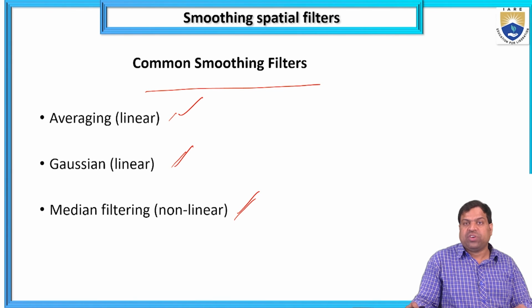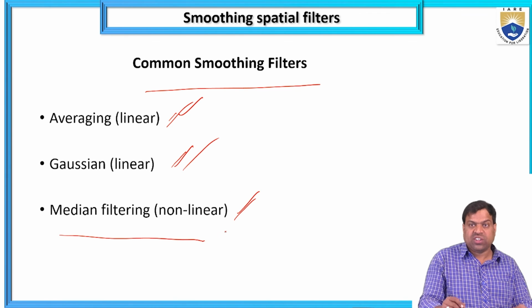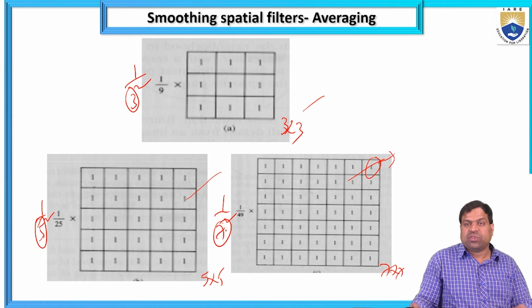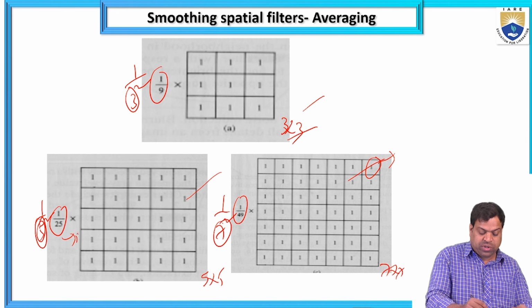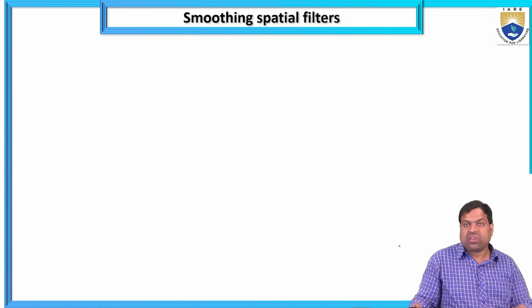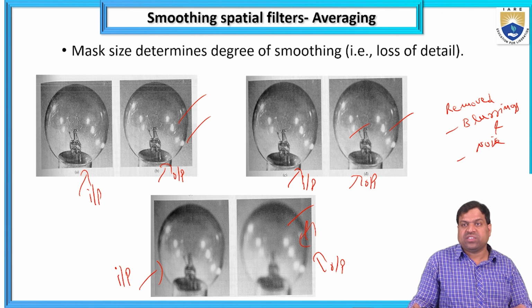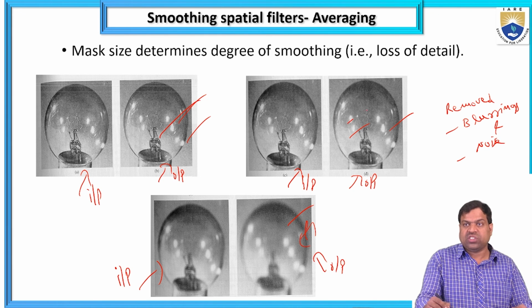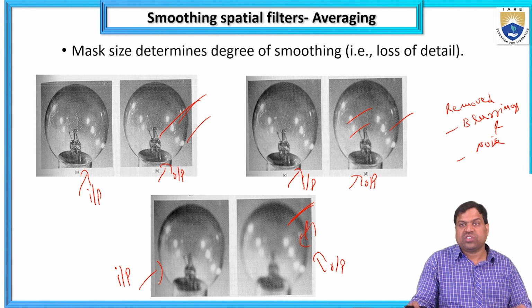So what are the common smoothing filters? The averaging filter is linear, and the Gaussian filter is also linear. The median filter is a non-linear filter. So it is one example: 1 by 9 means 1 by 3 squared, a 3 by 3 matrix. 1 by 25 means 5 squared. 1 by 49 means 7 squared. Okay, so here 3 by 3, then 5 by 5 matrix, and here 7 squared means a 7 by 7 matrix. So the mask size determines the degree of smoothing and loss of details. Okay, here on every image the mask is applied, removing noise and blurrings, giving a noiseless image.